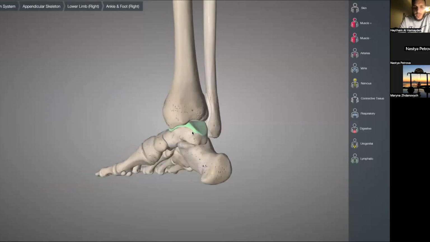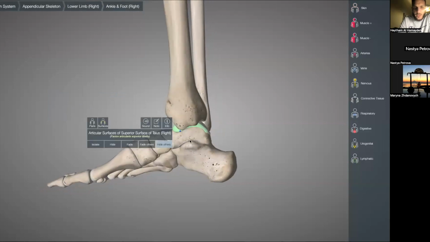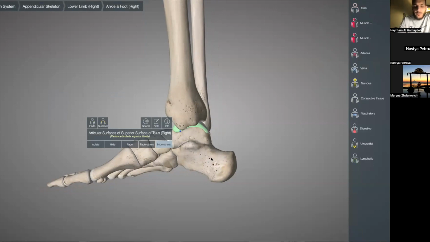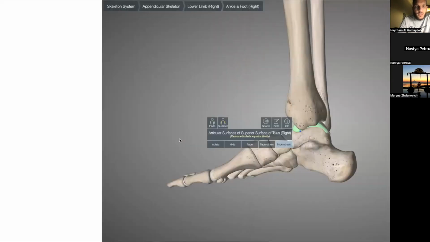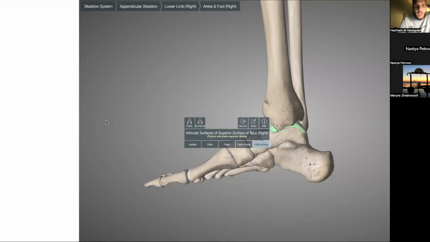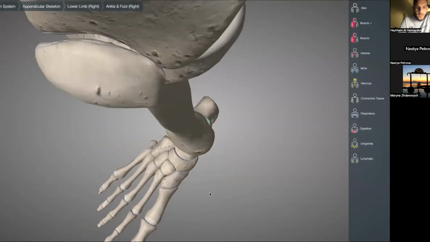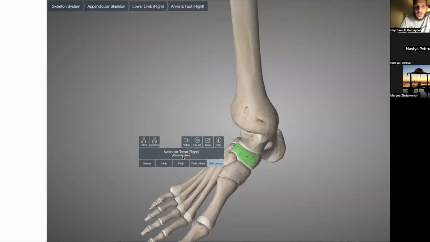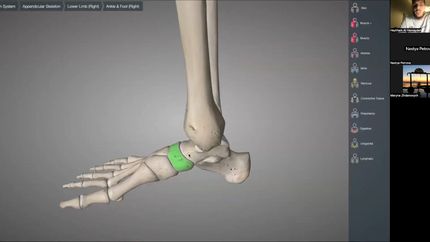Superiorly, the talus is involved in the ankle joint. Inferiorly, the talus is involved in the subtalar joint. And finally, anteriorly, the talonavicular joint, between talus and navicular. Here, this is the navicular bone. So you have talus and navicular, and the joint here is the talonavicular joint, anteriorly.